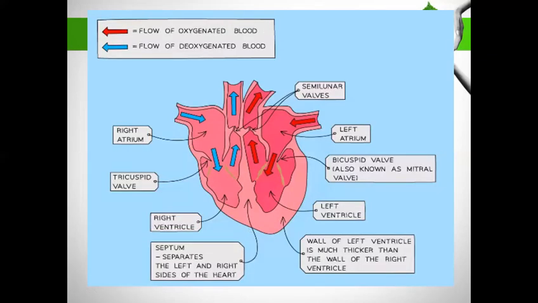the pressure of blood is very low. One more diagram you can see here, because you are given different types of diagrams. See the semilunar valves. In some books you will see that the valves attached to the pulmonary artery or aorta are given the same name, that is semilunar valves.